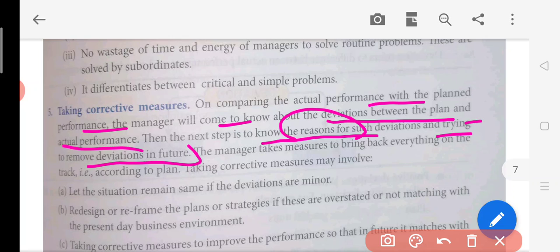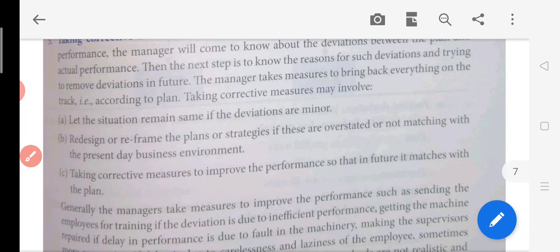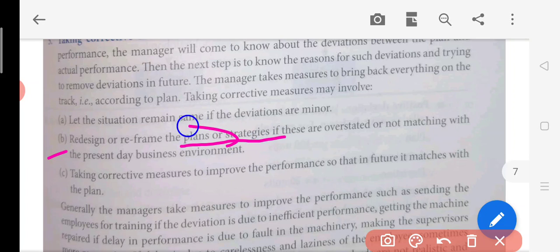So the measures bring everything back on track. Let the situation remain the same if the deviations are minor. If minor deviations are there, then no need to do anything. Then redesign or reframe the plans. You can reframe or reorganize your plans or strategies once again. Maybe you underplanned something, and next time it is better to plan correctly.